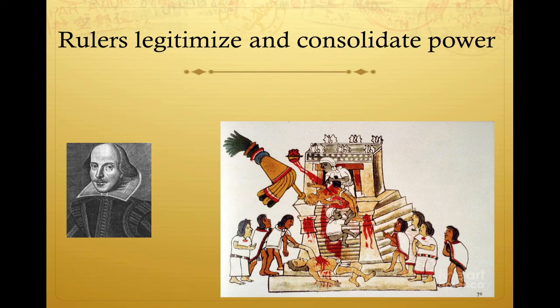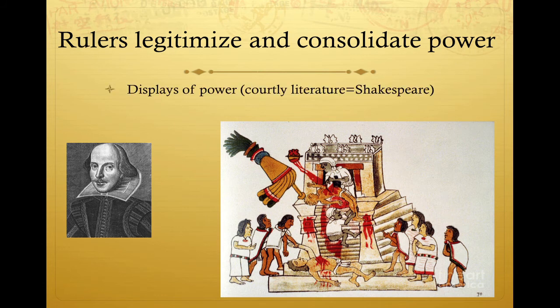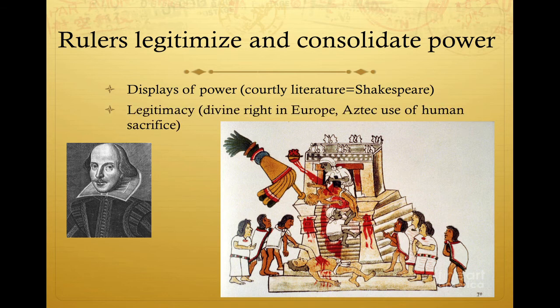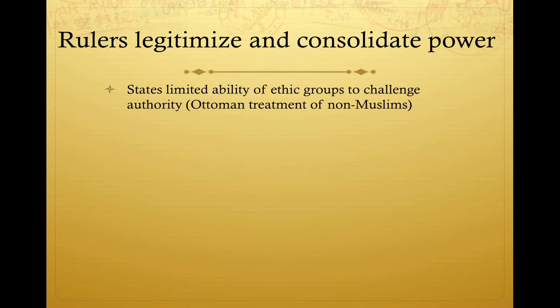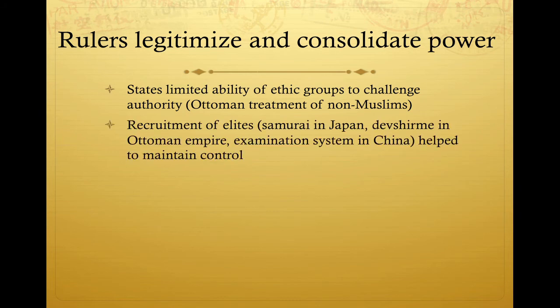First, starting with legitimizing and consolidating power. There were displays of power to demonstrate the strength of the government, such as the court sponsorship of literature like Shakespeare, and in some cases religious efforts to legitimize the empires, such as the use of divine right in Europe, and here in this picture, the Aztec use of human sacrifice. We also have the fact that some states limited the ability of ethnic groups to challenge their authority, such as the way the Ottomans treated non-Muslims.